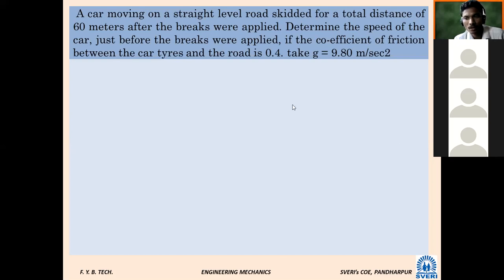A car moving on a straight level road skidded for a total distance of 60 meters after the brakes were applied. Determine the speed of the car just before the brakes were applied, if the coefficient of friction between the car tires and the road is 0.4. Take g equal to 9.8 meter per second square. Just read the problem and let me know what you understand from this.